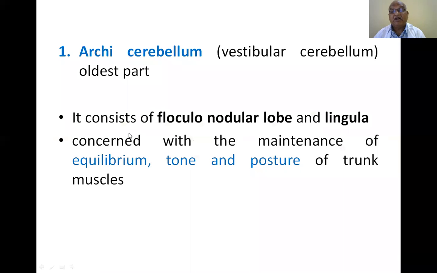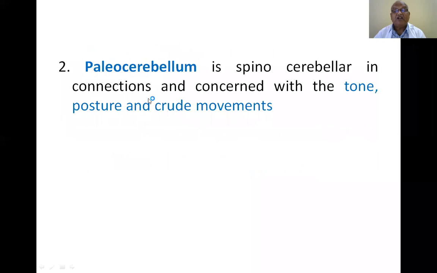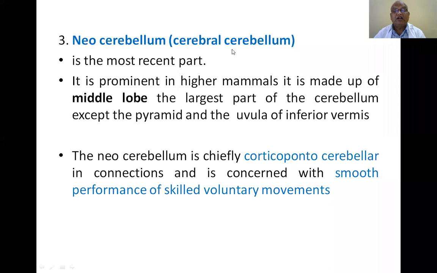The archicerebellum, the vestibular cerebellum, the oldest one, is concerned with maintenance of equilibrium, tone, and posture of trunk muscles. That is its function. The paleocerebellum is spinocerebellar in connections and concerned with tone, posture, and crude movements of the trunk and limbs. The neocerebellum, the cerebral cerebellum, is the most recent part. It is prominent in higher mammals.